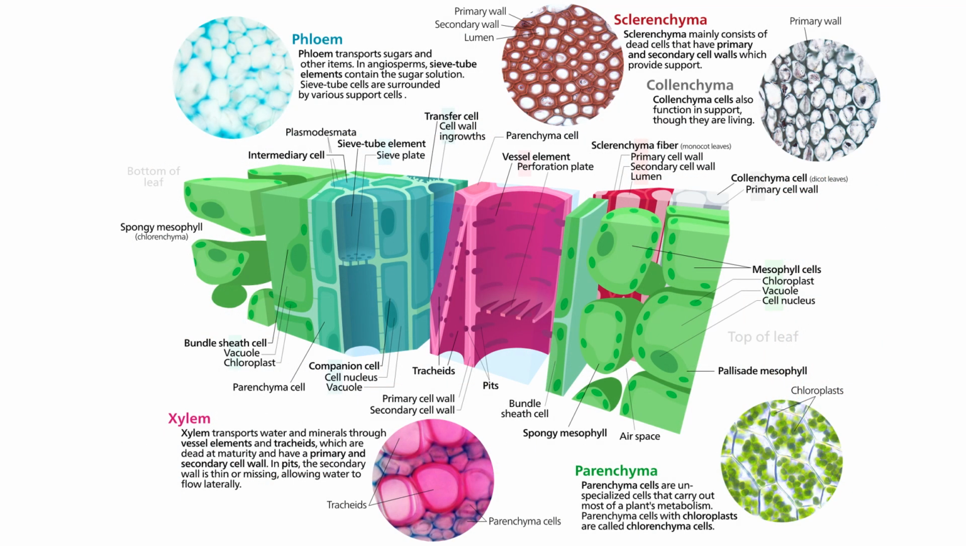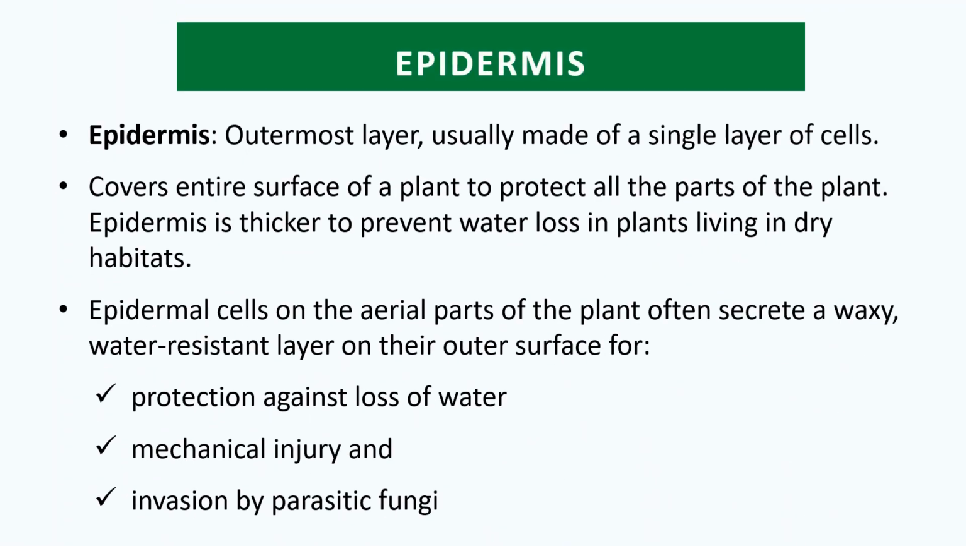So as you see here in this image, there are different types of plant tissues represented here. The first one is parenchyma, which is the unspecialized cells, and they carry out most of the plant's metabolism. Chloroplasts are shown, so these must be the chlorenchyma cells. Then we have got collenchyma that provides flexibility and support to the plants. We have got sclerenchyma that mostly consists of the dead cells and provides mechanical strength and rigidity to the plant, and then we have got phloem and xylem that we are going to understand in the next few slides. Let us have an understanding of epidermis.